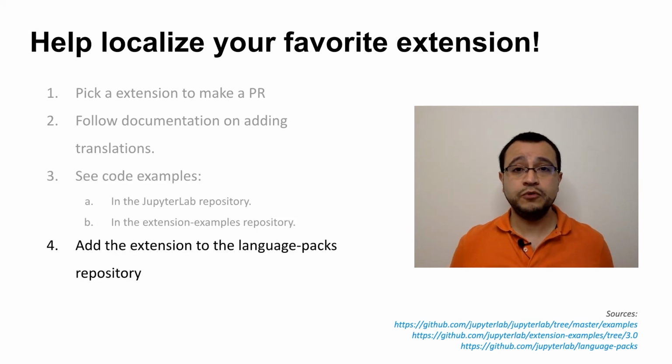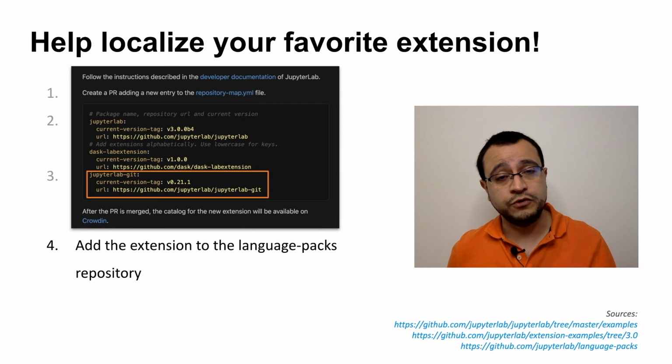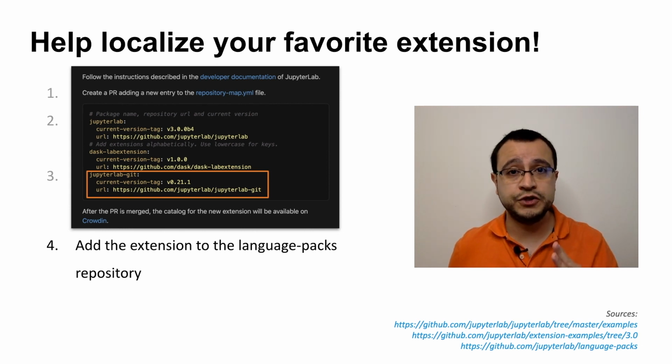Finally, you will open a pull request on the language packs repository and add to the repository map YAML file the following things. First, you need to provide the name of the package, then you need to provide the URL to the repository, and finally a tag to the version that included the internationalization changes you helped make.